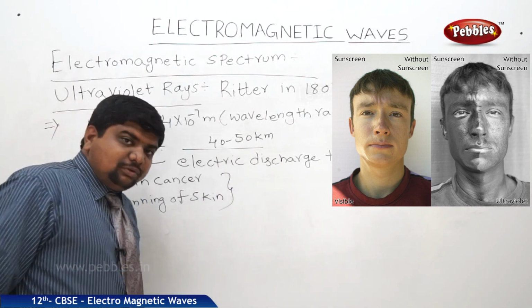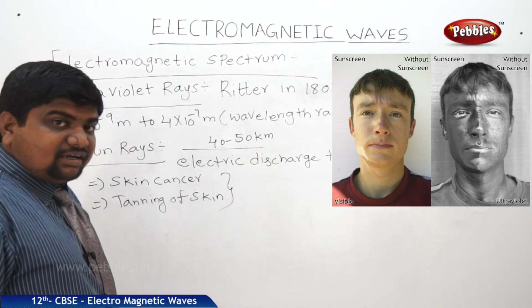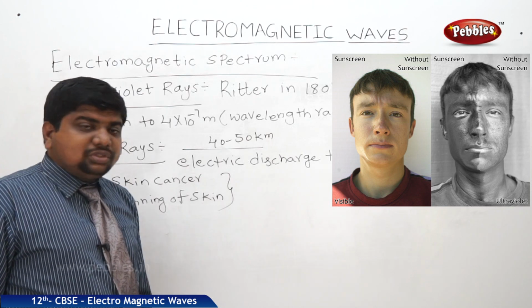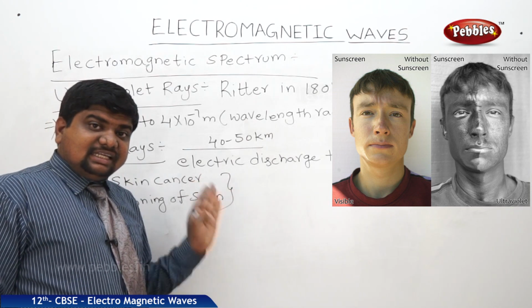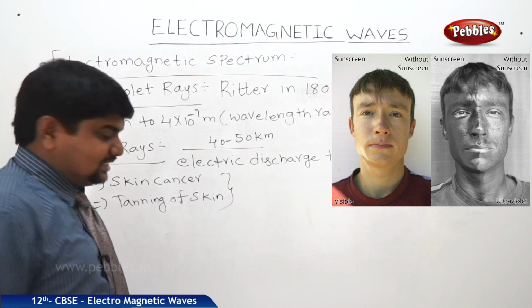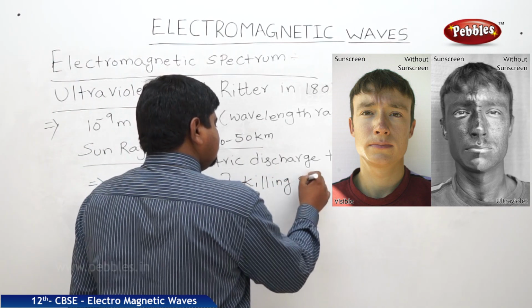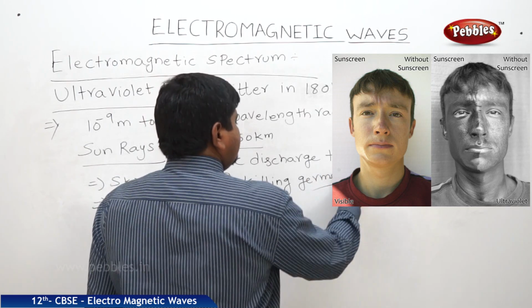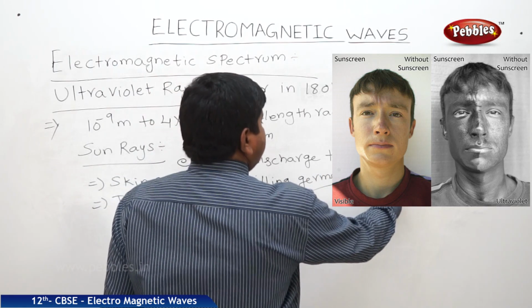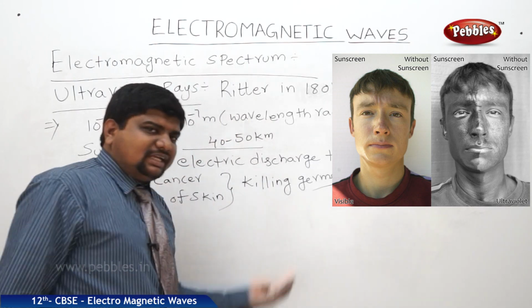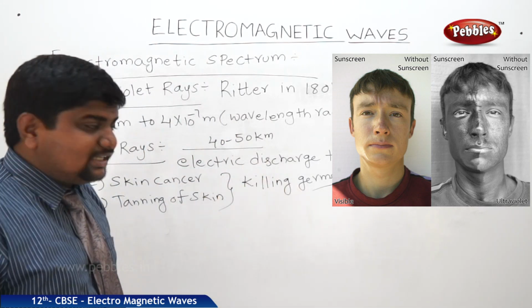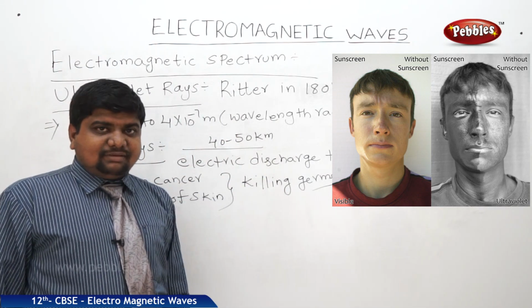But what is the main use of these ultraviolet rays? If these ultraviolet rays are passed through water, they can kill the germs which cause many diseases, killing germs in water or in any liquid. Not only water, but we take water daily, which is very essential for our life. That's why I am taking this example.